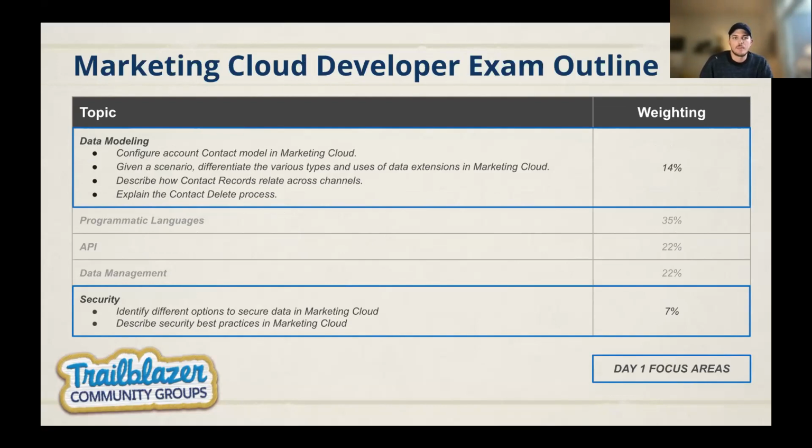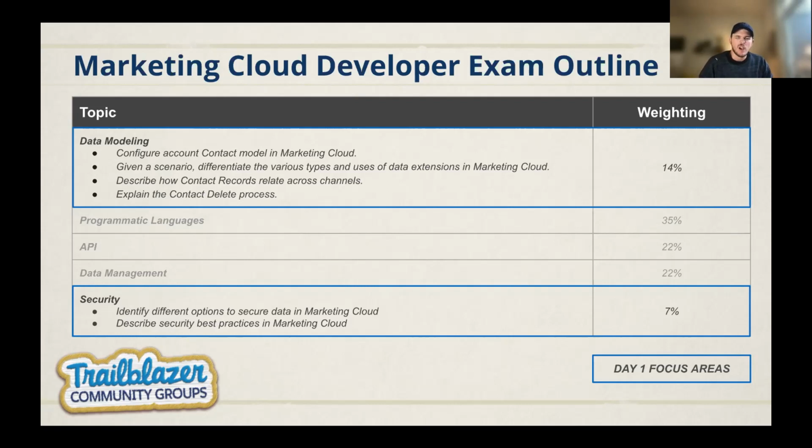So for data modeling, we're going to focus on what it takes to configure the account contact model in Marketing Cloud. And then given different scenarios, differentiate the different types or settings and uses of data extensions within Marketing Cloud. We'll talk about how contact records relate across different channels. We'll talk about different keys and IDs that are used to do so. And then we'll really talk about the detailed process for contact deletions before we wrap up and then go to security as a whole.